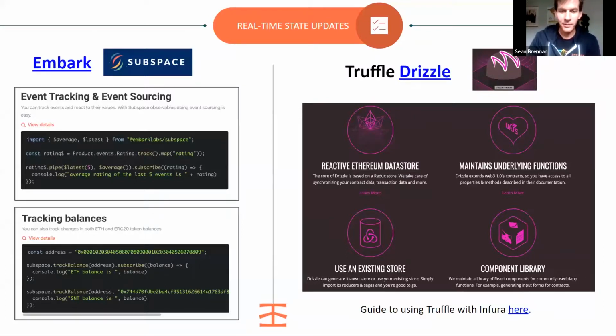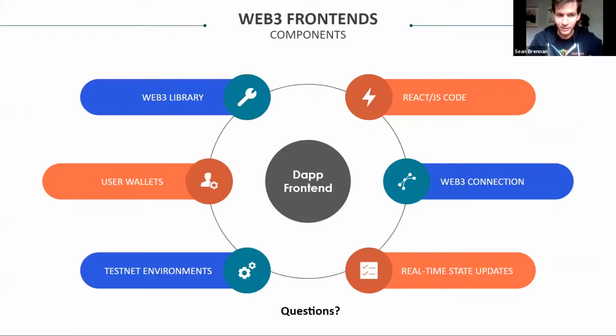Cool. So that was an overview of the different pieces of a front end. Again, you have the Web3 libraries, which are in every language. You have the React.js code, which has certain nice functions, as we said, like waiting for transactions to happen. You have the user wallets. You have the Web3 connectors, like the Infura connection, testnet environments, and real-time state updates.